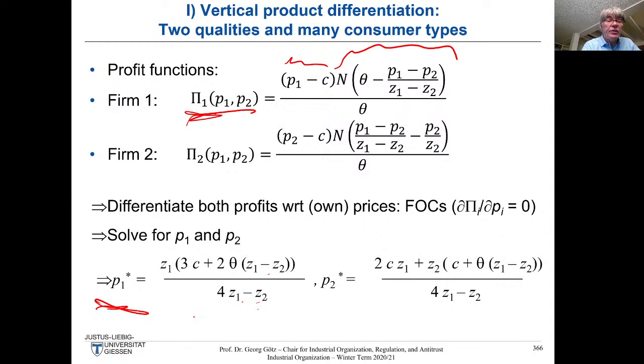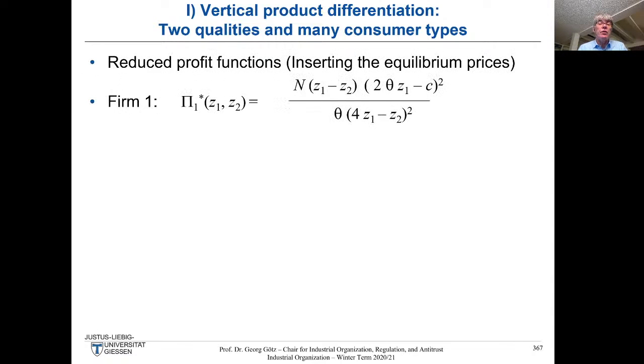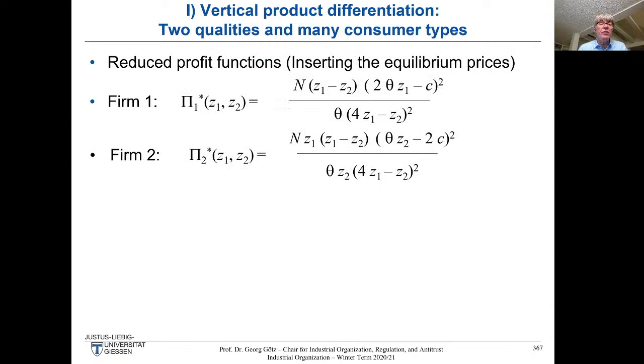Okay, so the point is the price of the high quality will be higher than that of the low quality, and the profit of the firms increases as their products are more differentiated. That's what we see in more detail here. If we substitute here the equilibrium prices, you see again, if qualities are identical, profits are 0.